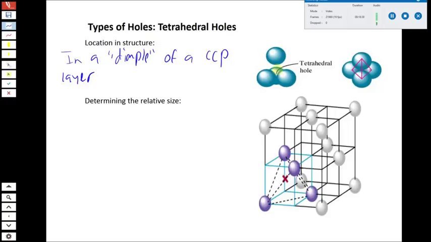Remember that each layer has these little triangular holes in them, and you're going to slide into that gap in between that layer and the one above it, which is what's called a tetrahedral hole. So it's located in a dimple of a CCP layer, a cubic close-packed layer. The easier way to think about this is to look at the cubic unit cell and figure out where those are in the unit cell. So in a cubic unit cell, each corner of a cubic close-packed structure is going to have one of these tetrahedral holes.